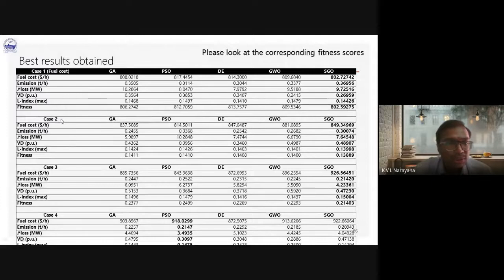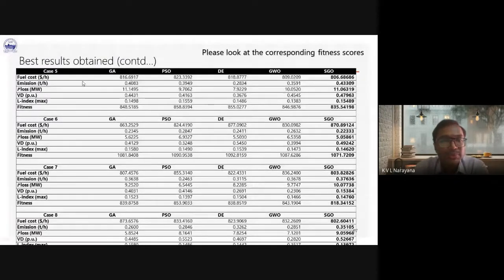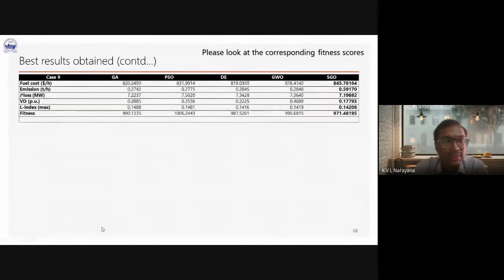So this is for case 2. We have considered only case 1. Case 2 is the minimization of the emission. You can see here the emission value is very minimum, so 0.3. And case 3, case 4, case 5, I will share this PPT with the coordinators. You can go through case 2, case 3, case 4, whatever I explained in the previous slides. So case 1 is related to the objective function I discussed. Okay. So these are the results of case 5, case 6, case 7, case 8, and 9.